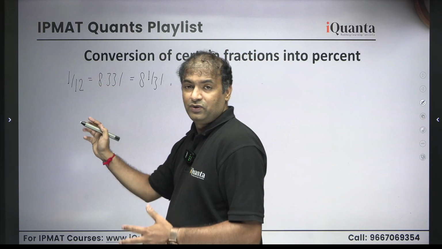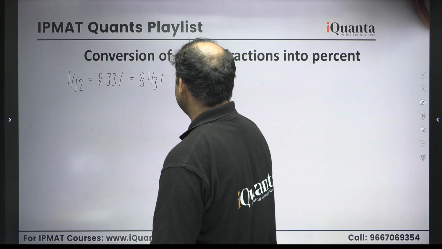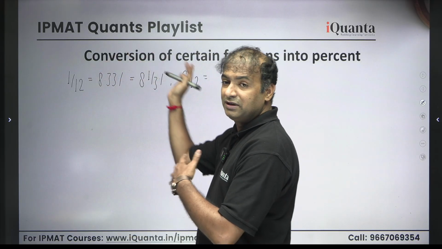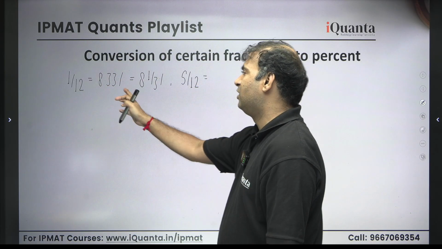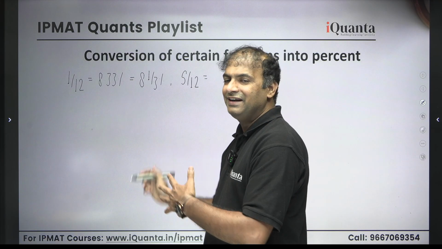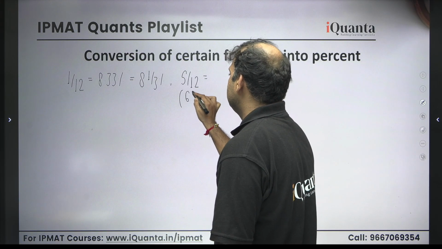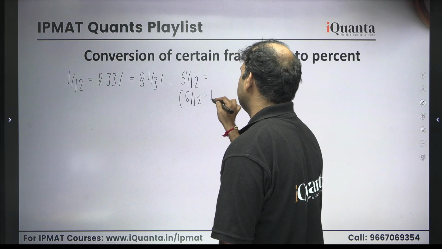Then 5 by 12, right? You know, multiplying this by 5. So it has to be what? If you multiply this by 5, the right side should also get multiplied by 5. So it should be how much? See, it's difficult calculation, right? So guys, we can do one more thing. We can write 5 by 12 as 6 by 12 minus 1 by 12, you know.